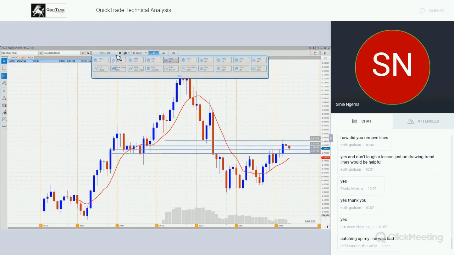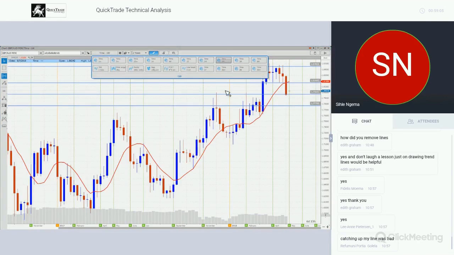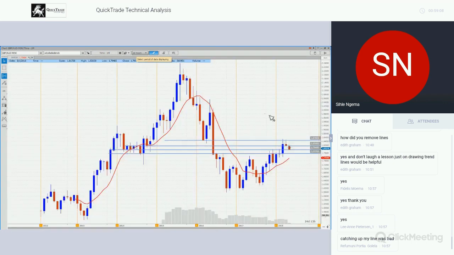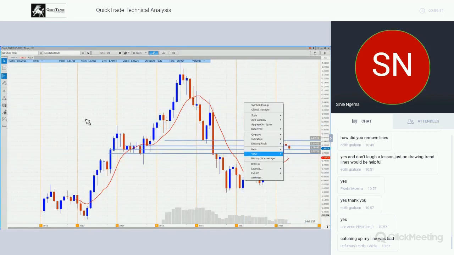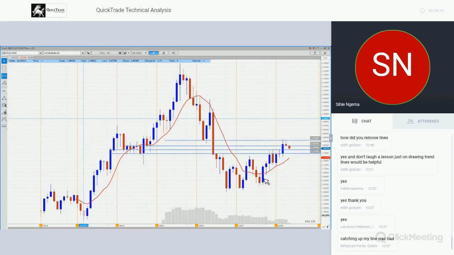Let's check if there's anything we left out. Before I do that, let's go back to the monthly still. You see the pound against the Australian dollar is on a buy signal. The first buy signal that we got in September 2017, if we disregard this one, that's the buy signal. We're still on that buy signal because we are trading above our moving average.